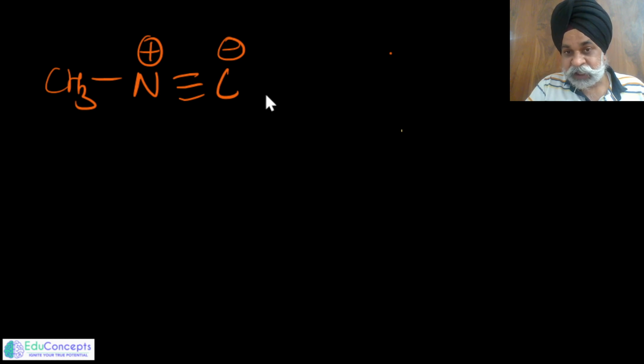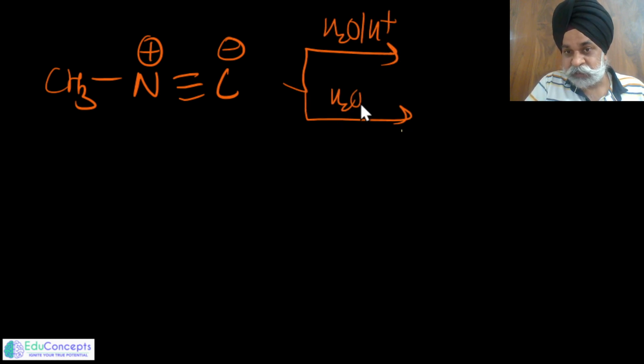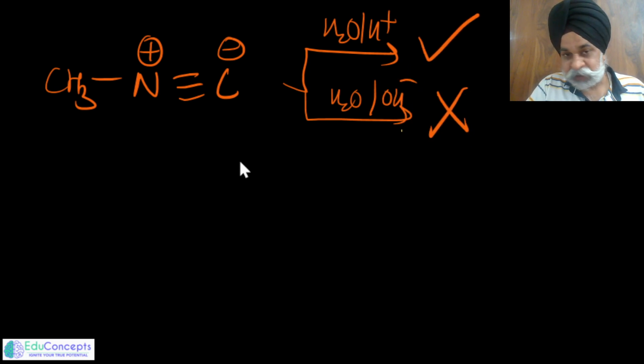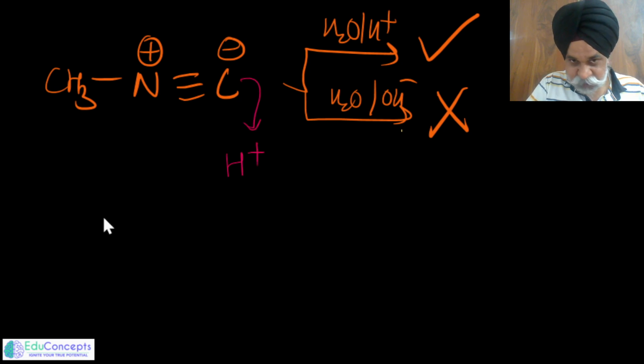Now what basically we have to do is hydrolysis. Now which hydrolysis has to go? They will give you water in presence of H positive and water in presence of OH negative. So this hydrolysis would never happen, this would happen. Why is it so? Let me first show the H positive, acidic hydrolysis. So H positive goes here.